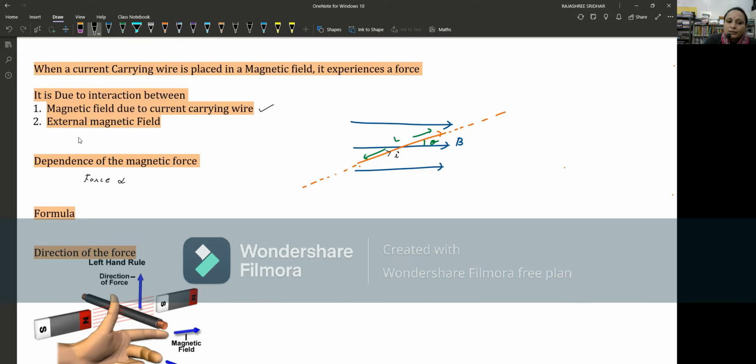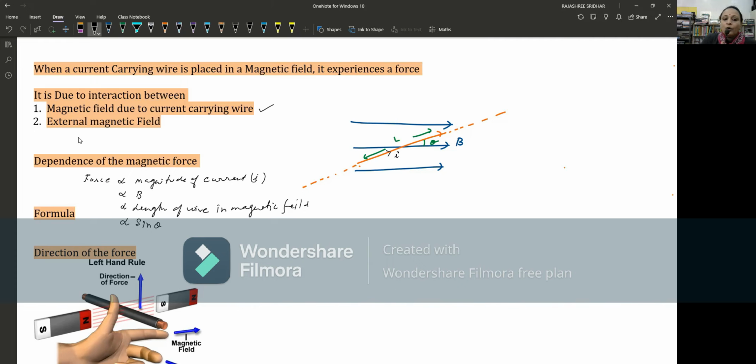depends first on the magnitude of the current, that is equal to I. The second is it will also depend upon the magnetic field, which is B. And the third important factor is the length of the wire in the magnetic field. The length outside doesn't matter. The length which is kept inside the magnetic field will matter. And the next one is the sine of angle theta between the magnetic field and the length.